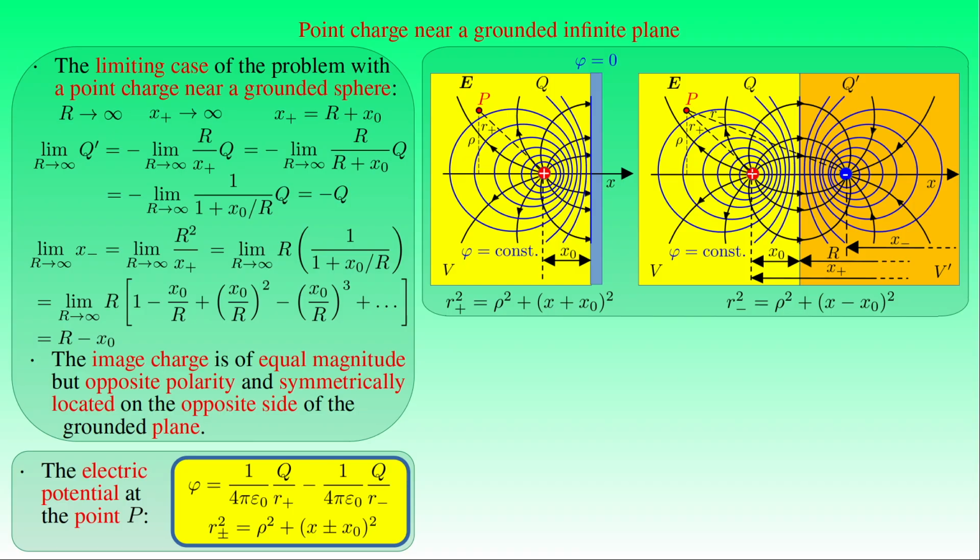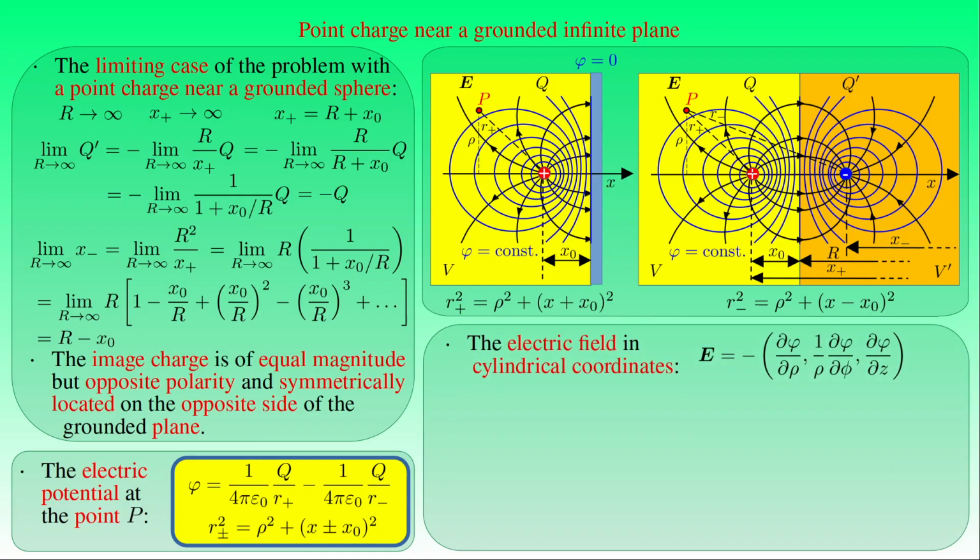Since the electric field strength E is the negative gradient of the electric potential phi, we will determine its components in the cylindrical coordinate system adapted to the symmetry of the problem. The radial component of the electric field is equal to minus the partial derivative of phi with respect to ρ. The azimuthal component of E is given by minus 1 over ρ times the partial derivative of phi with respect to the azimuthal angle about the symmetry axis, whereas its vertical component is equal to minus the partial derivative of phi with respect to the axial coordinate z, which is denoted by x in this problem.